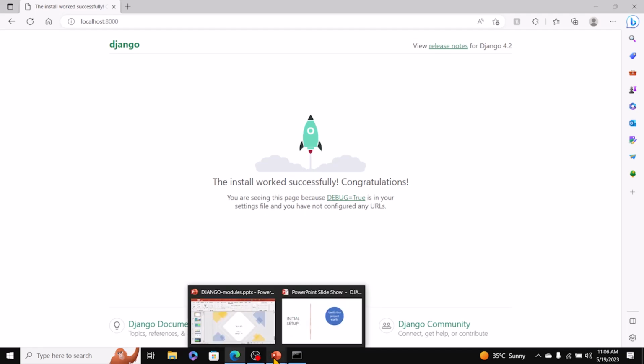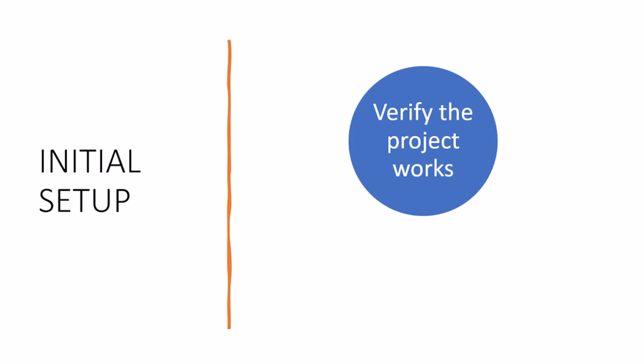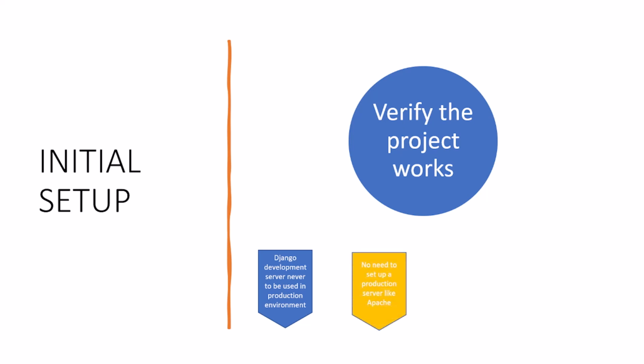Some important points to remember. The Django development server is never to be used in the production environment because it's not been put through any kind of performance checks or audits. It's just a lightweight server given to us so that we can test our application immediately without having to set up a production server like Apache to test our application.